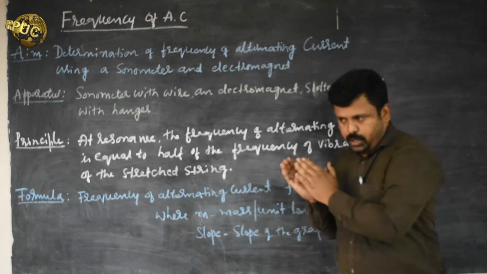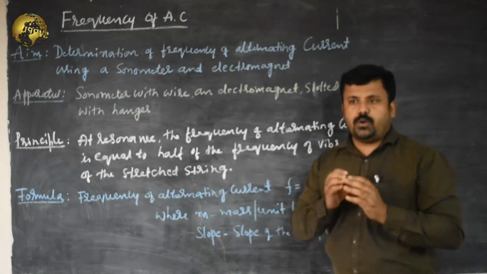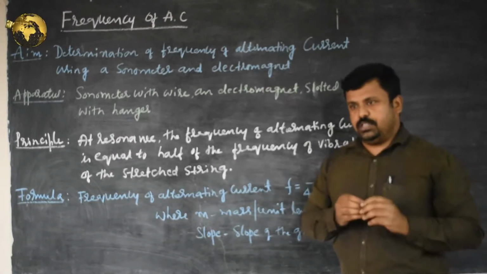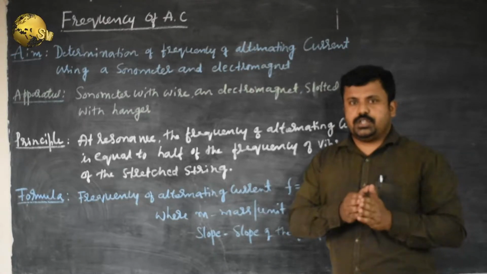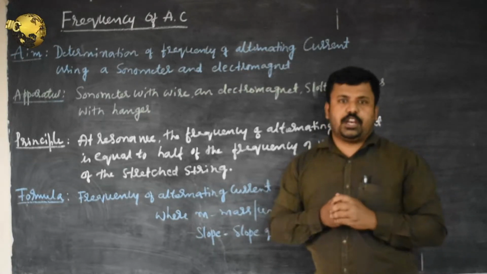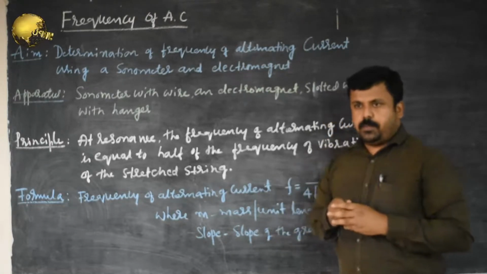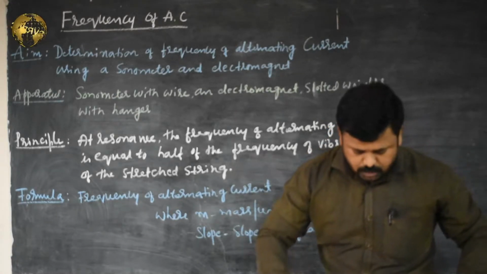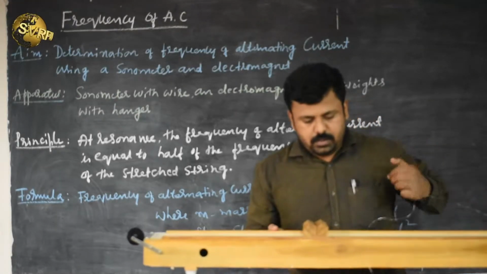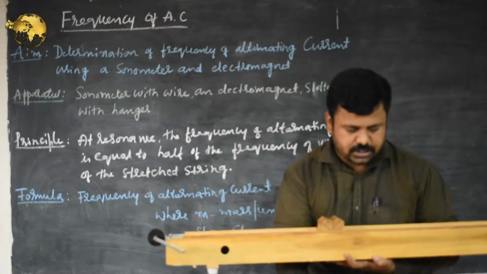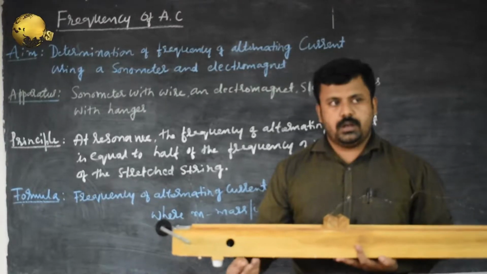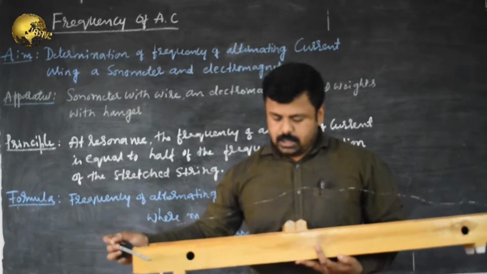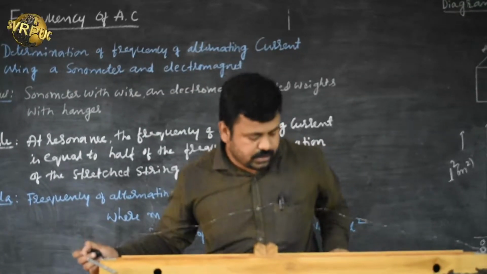So now, in this session, we are going to find out a factor related to the alternating current, that is frequency, the frequency with which the alternating current changes its direction. So that's our aim. For this experiment, the apparatus used: the first one is the sonometer. The name itself suggests that sono refers to sound, meter refers to measurement. Basically, we use this instrument to measure factors related to sound.